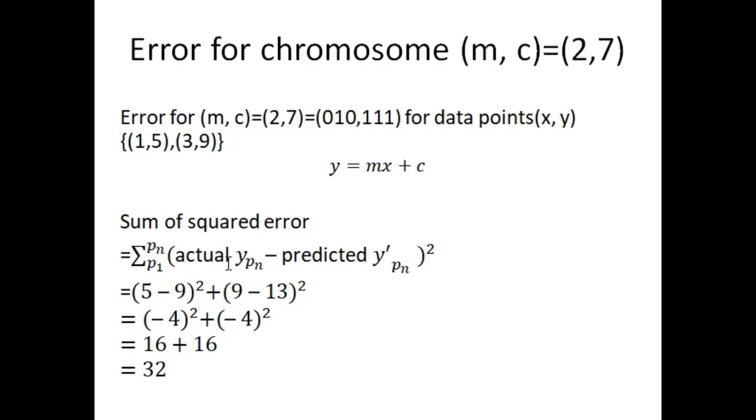So मेरे पास पहला पॉइंट क्या था, मेरे पास पहला पॉइंट था एक्चुअल जो y है वो 5 है but the predicted is 9. In the same way for second data point, the actual y is 9 but the predicted value of y is 13. So just I put these two values over here. So the sum of squared error for these chromosomes of M and C, which are the 2 and 7, is 32.